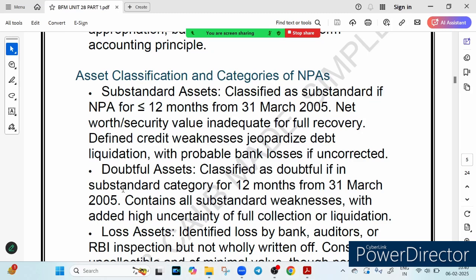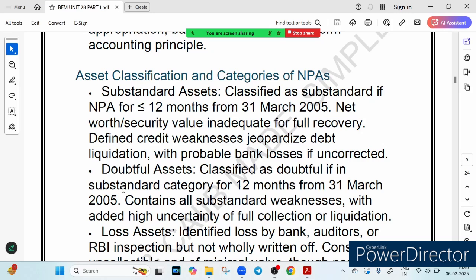Have you ever wondered how a bank decides whether a bad loan is just struggling or completely unrecoverable? The classification of NPA is crucial in banking. So stick around as we simplify substandard, doubtful, and loss assets in a way that you will never forget, right? Now let's talk about understanding the NPA categories.